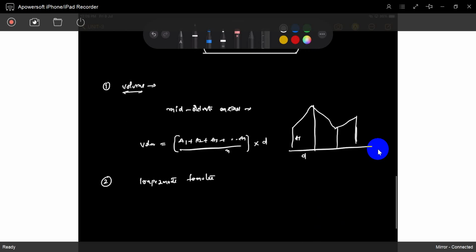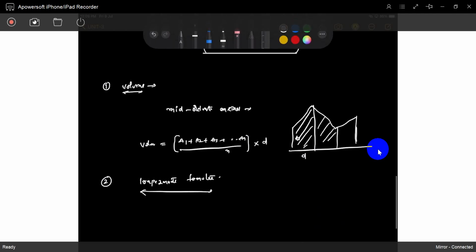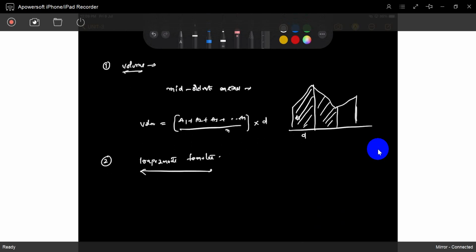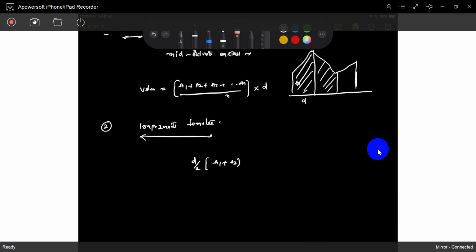How we derive the formula, we already saw. We take the first segment, later another segment, later another segment, so we calculate one by one. The first segment we calculated as d by 2 of A1 plus A2. In this we didn't use A0, don't get confused; if you want to use it, use A0 also. The second segment is d by 2 of A2 plus A3. The third segment is d by 2 of A3 plus A4.